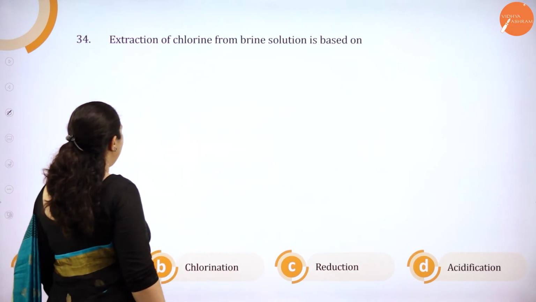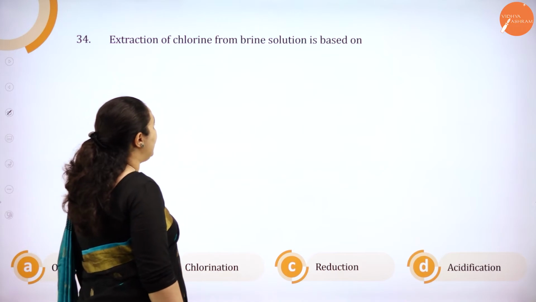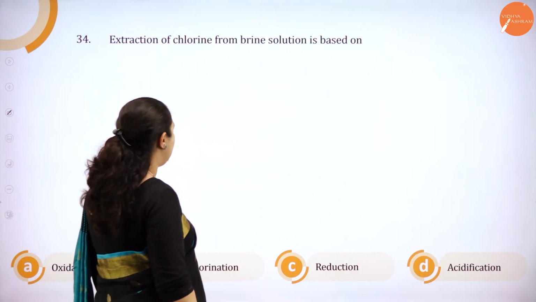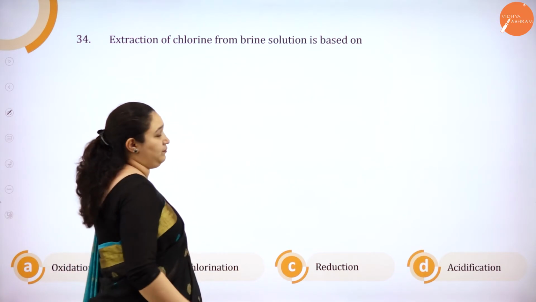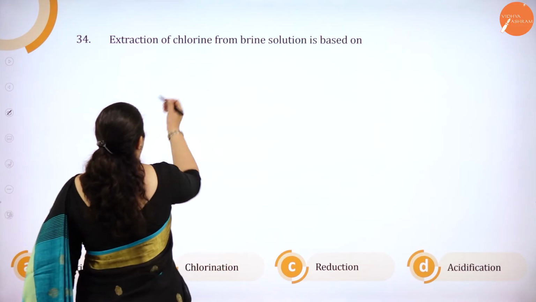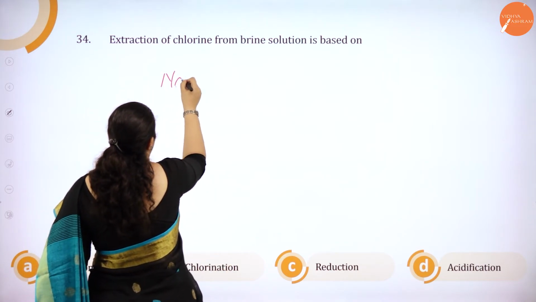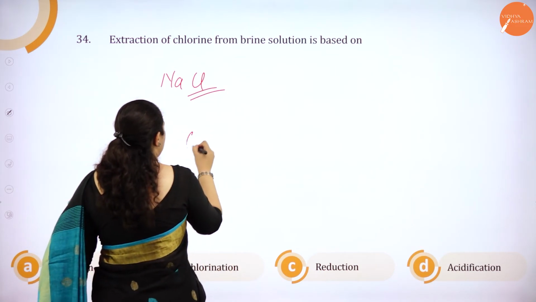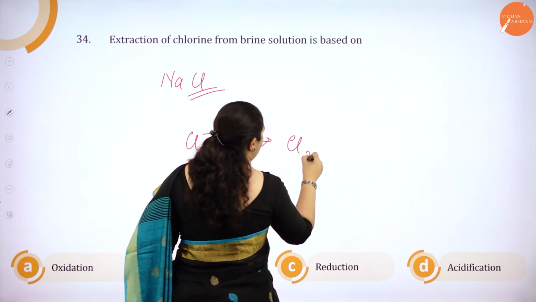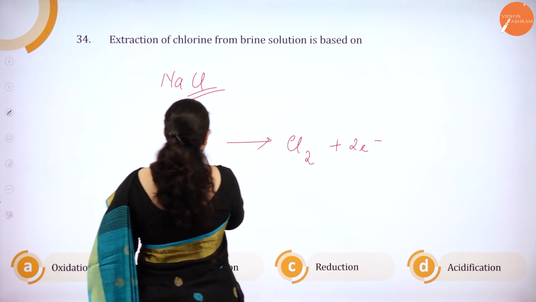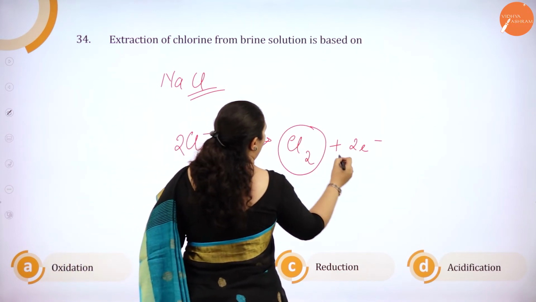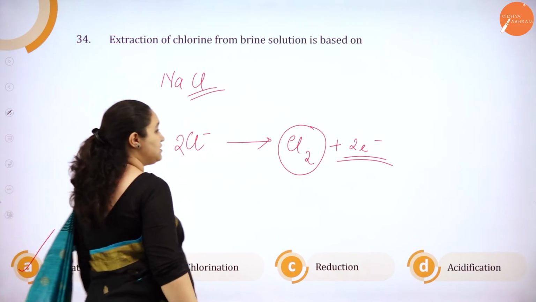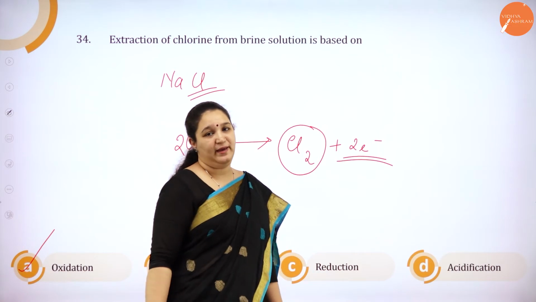Next one, extraction of chlorine from brine solution is based on oxidation, chlorination, reduction, or acidification. Brine solution means sodium chloride solution, a concentrated one. So you have sodium chloride, and chlorine is the one which is getting liberated. So Cl minus gives Cl2 plus 2 electrons if I take 2 chloride ions. So what is loss of electron? Loss of electron is oxidation. So it is option A.